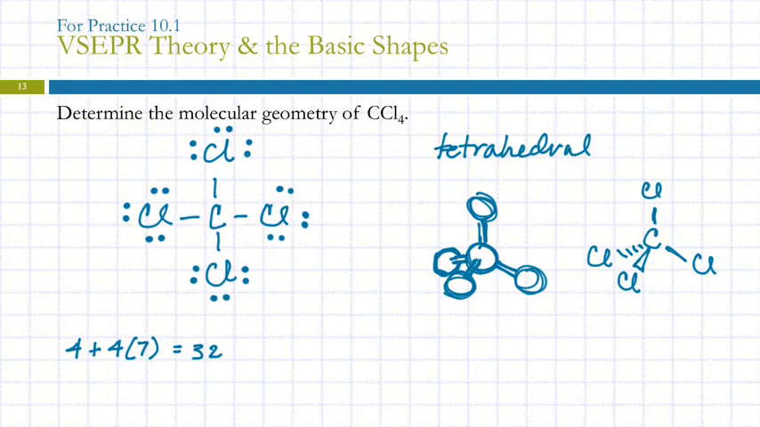The bond angles are going to be the same, and they're going to be 109.5 degrees, because that's what a tetrahedron is. Any questions?